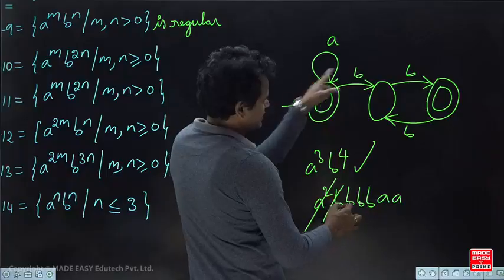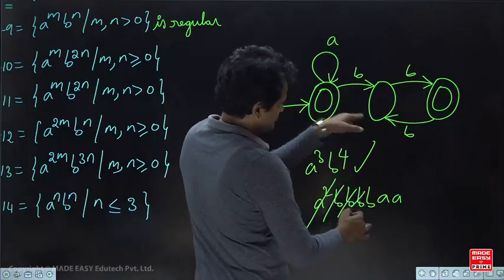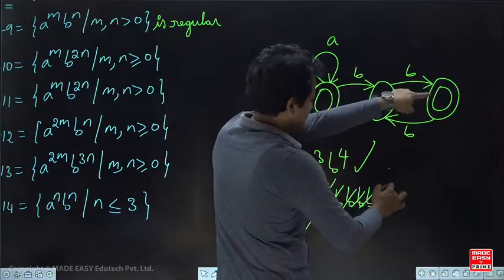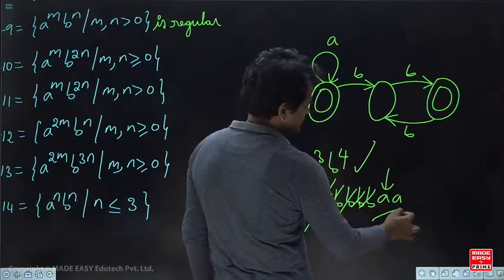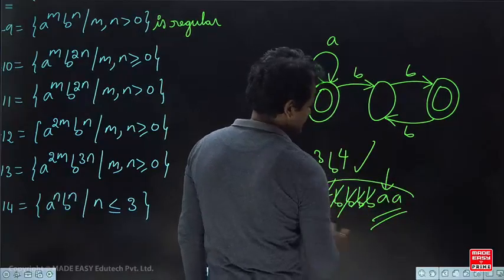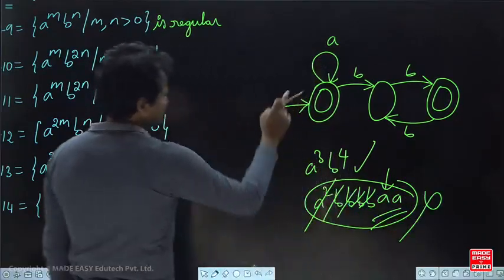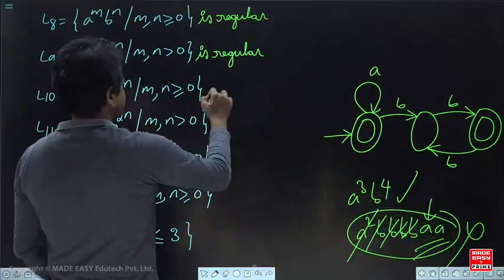A square B. The machine is undefined for input A, stops in the final state even though the string is not completed, so not accepted. So that is a perfect diagram, and this is a regular language.